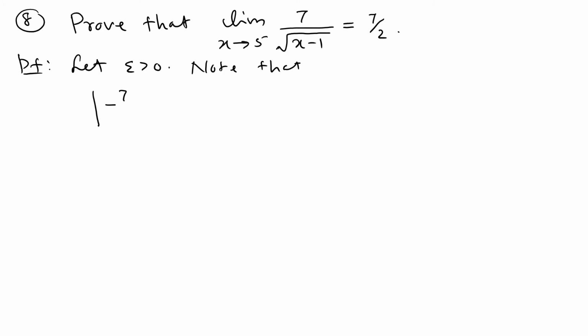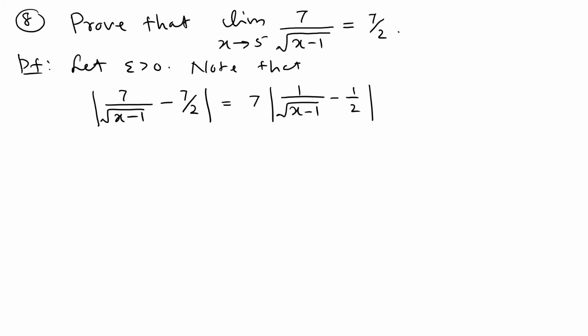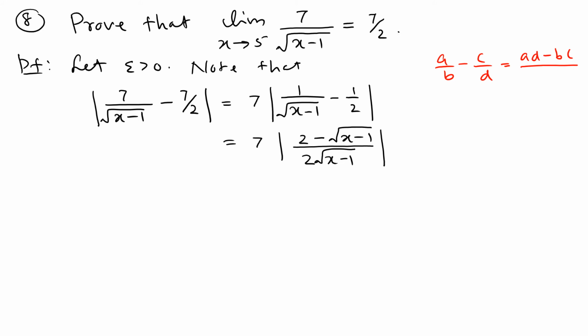So we write 7 over the square root of x minus 1, minus 7/2. This is equal to, we can pull out 7, then we get 1 over the square root of x minus 1 minus 1/2. Now we can do the cross multiplication and write this as 2 minus the square root of x minus 1, over 2 times the square root of x minus 1. What happened here is when you have A over B minus C over D, you can write it as AD minus BC over BD. So that's the cross multiplication. You can always do that.